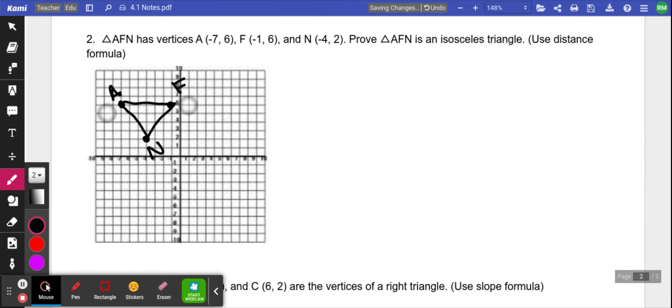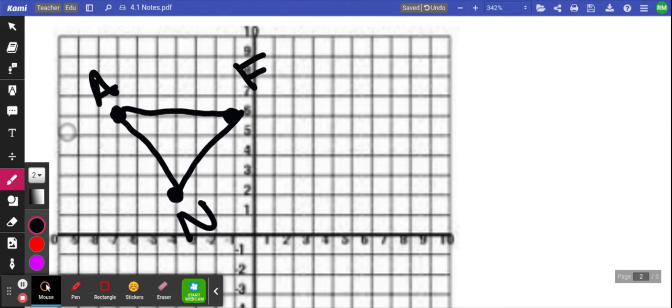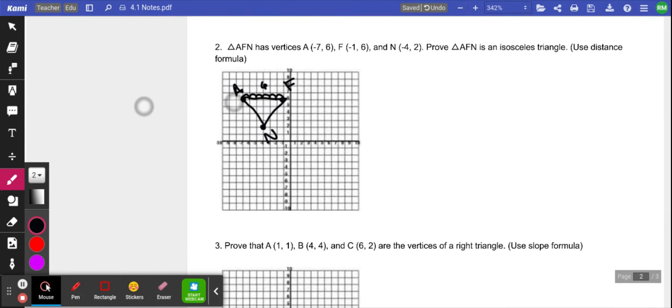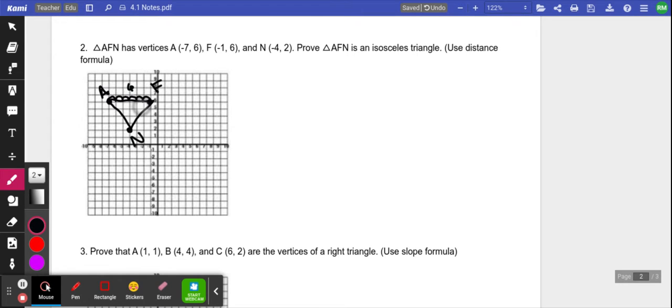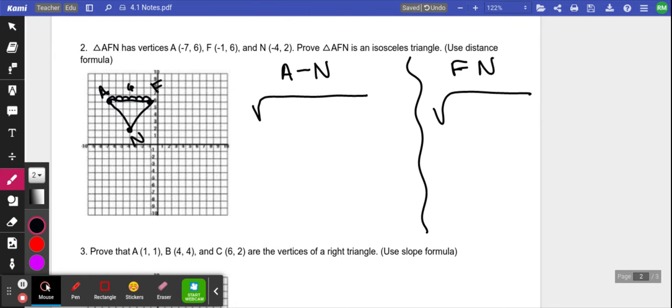And lucky for us, AF, we do not need to use the distance formula because it is a horizontal line. We could just count it. 1, 2, 3, 4, 5, 6. So we'll just say that that is 6. Now, we do need to find the distance between AN and FN. So you will use the distance formula and prove whether or not it's an isosceles triangle. Okay?